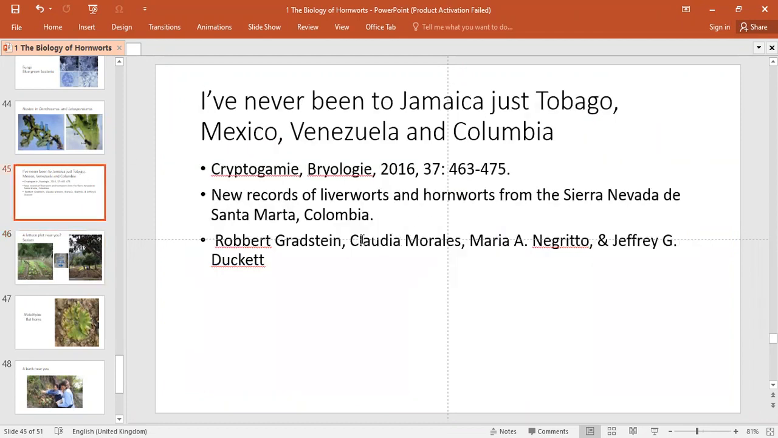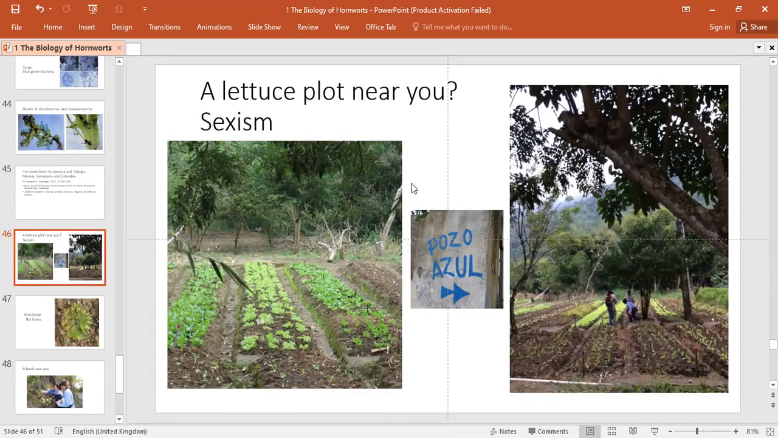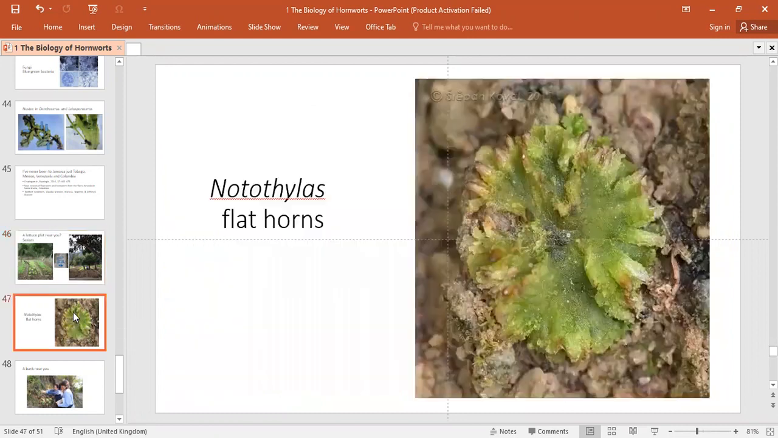Jamaican authors here are both university professors. They asked the farmer if they could look at his lettuce field, and he said no, which wasn't very constructive. I couldn't ask because I can't speak Spanish. So the husband of one of the professors said, let me have a go. And immediately, when he asked, we got permission. So we managed to go into the plot, and what we found there was another hornwort.